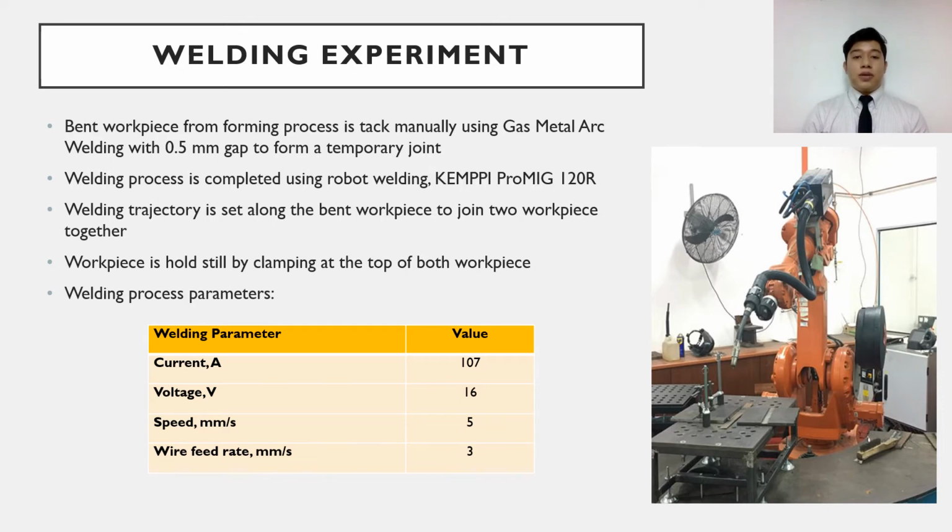held still by applying clamps on both ends, and the welding process parameters are shown in the table, where the current used is 107 amperes, 16 volts, 5mm per second speed, and the wire feed rate is set at 3mm per second.